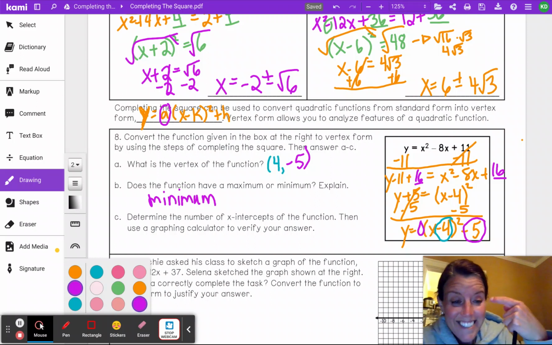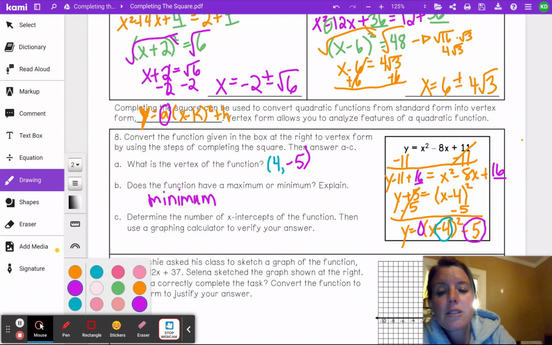Minimum. That is a smile because it is a positive number. Positive, your smile goes up. If it's negative, it goes down. If you're negative, you're frowning, it goes down. Don't you like my faces? So minimum, the A value is positive.